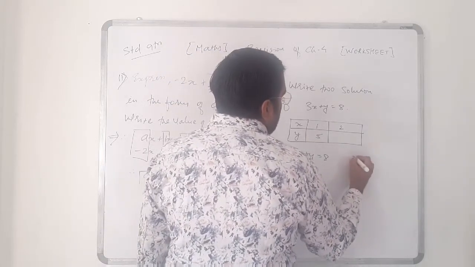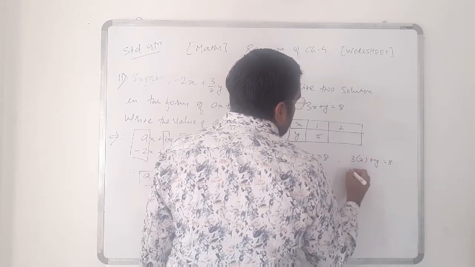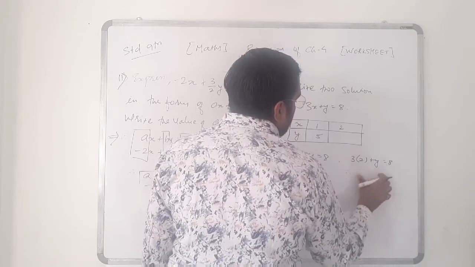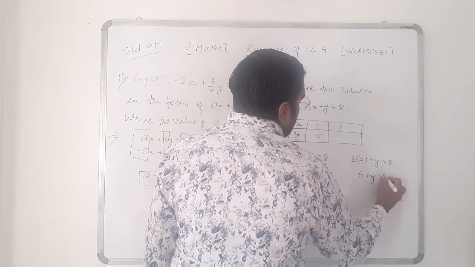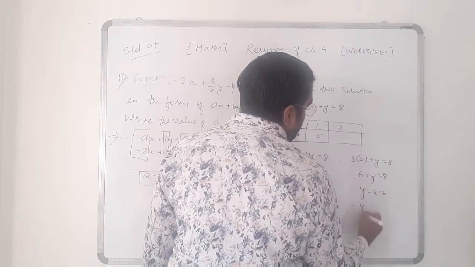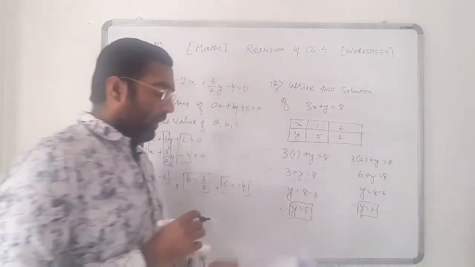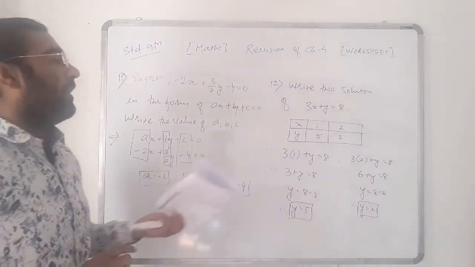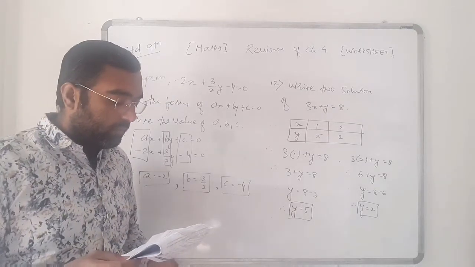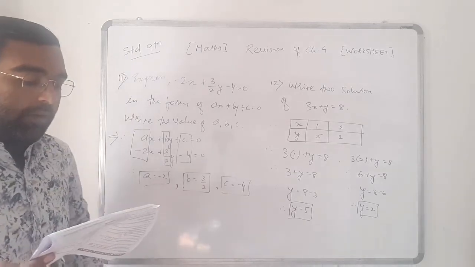Okay, second one: 3 into 2 plus y equal to 8. So 3 twos are 6 plus y is equal to 8. Therefore y is equal to 8 minus 6, so y equal to 2. Clear that? So these are my two solutions of x comma y for the given equation. Note down both of these questions. Then we are moving on to question number 13.